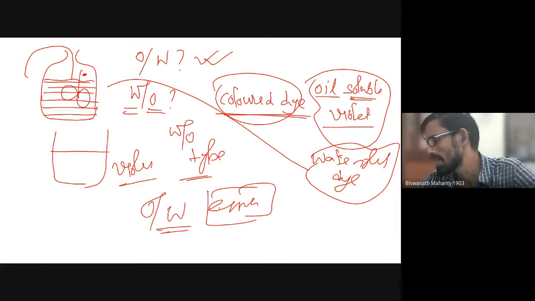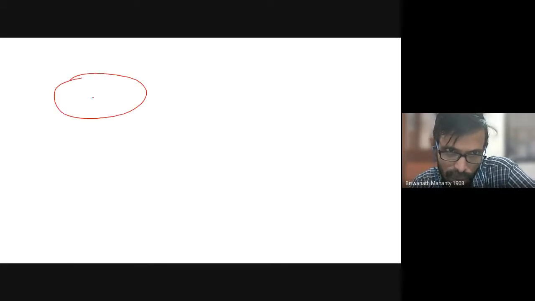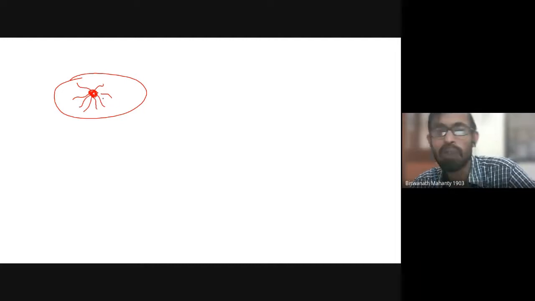Another test is called the filter paper test. Filter paper, you know, right? You have used filter paper multiple times. So if I put one drop of emulsion over here, and if it is water loving, the outer phase is water, what will happen? It will spread out, right? It will spread, because the outer phase is water.